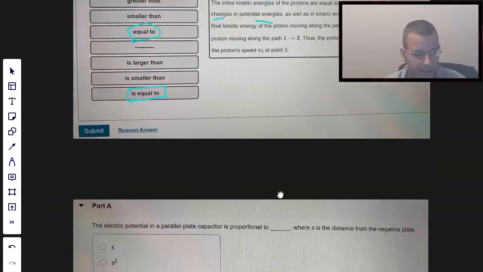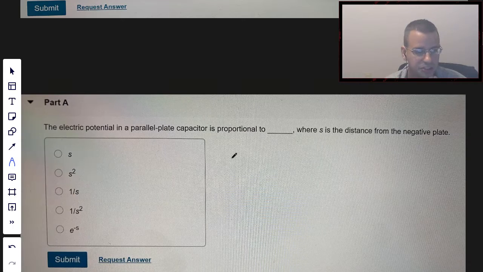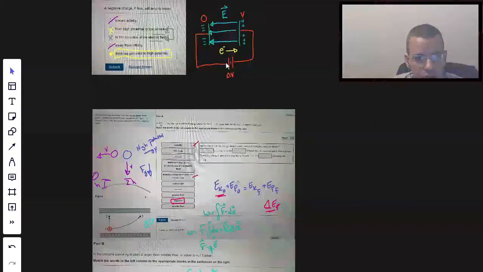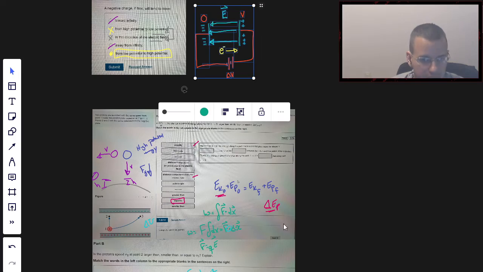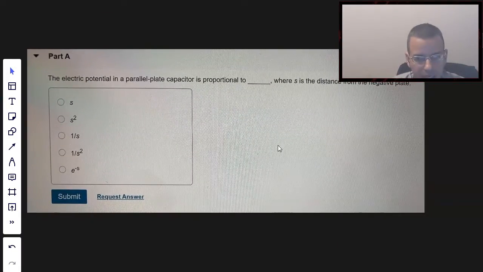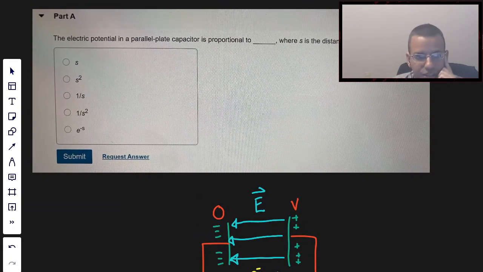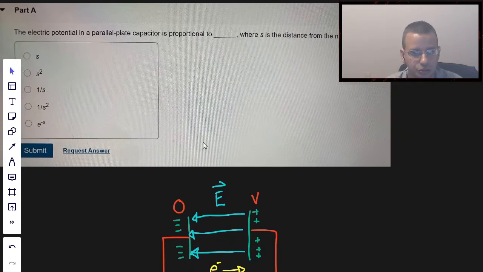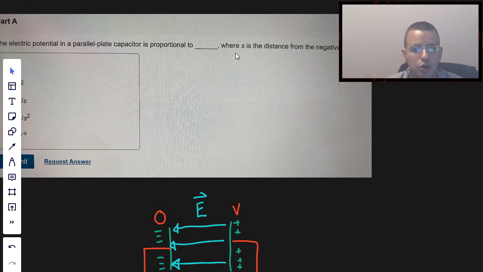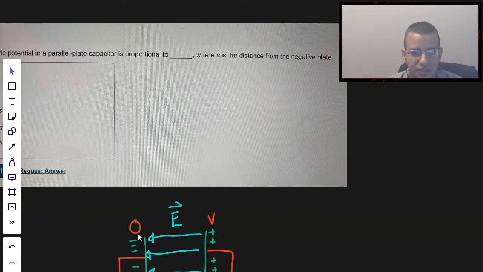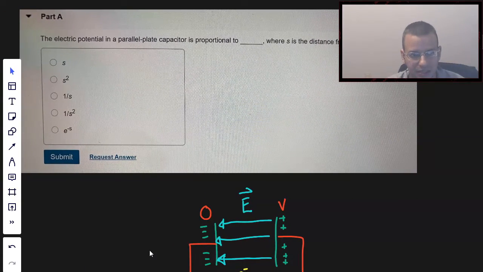All right, so now, the electric potential in a parallel plate capacitor is proportional to blank, where S is the distance from the negative plate. So I'm going to come back up here to my picture of a parallel plate capacitor, which I take great pride in. Bring it down here just so I can use it. And so the idea for this one is the electric potential in a parallel plate capacitor is proportional to S, where S is the distance from the negative plate. Yep.